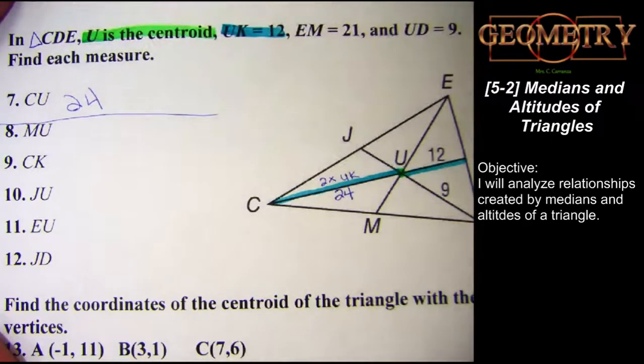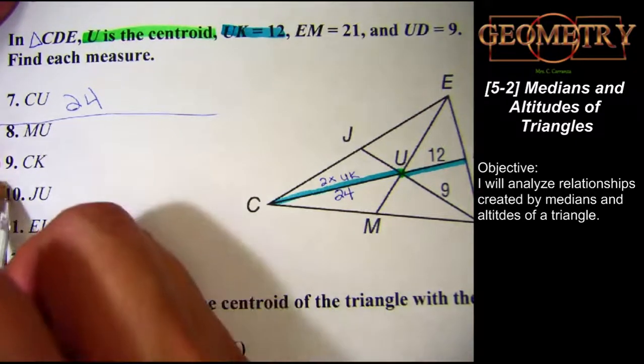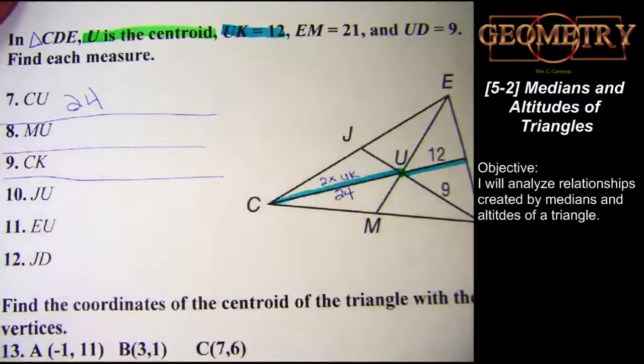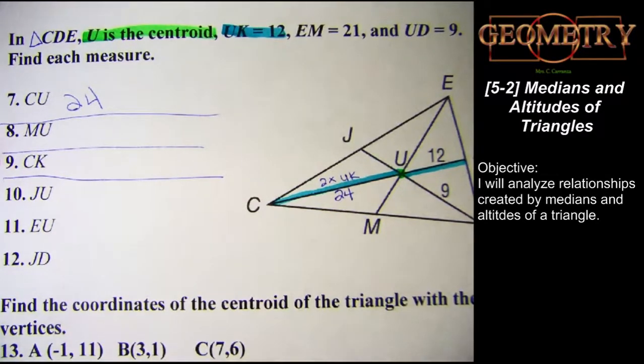The answer for number 7 is 24. We found it. You were giving me the question number. We have the answer for number 7. We also now have the answer for number 9. What is the answer for number 9?